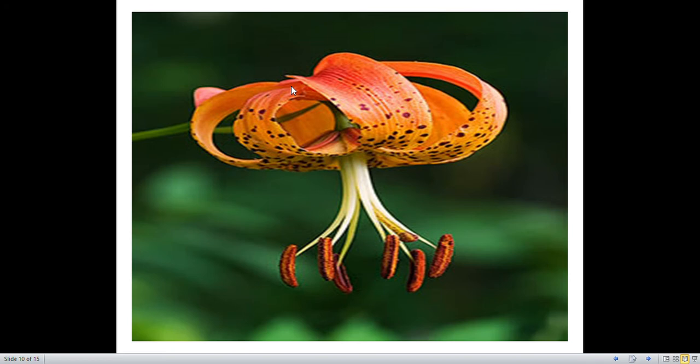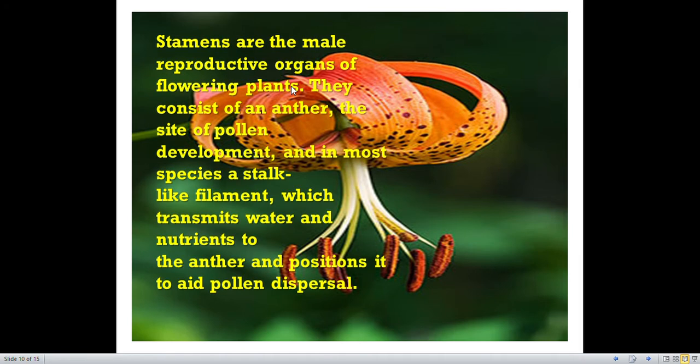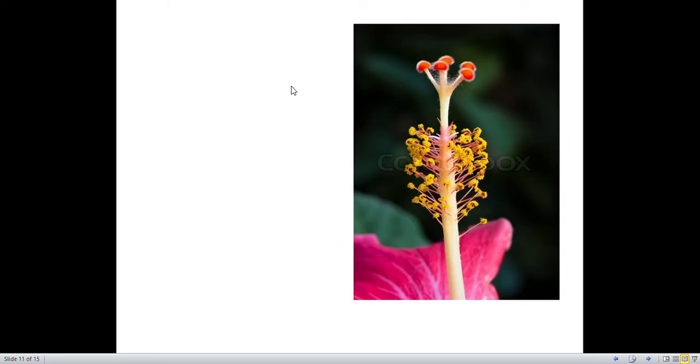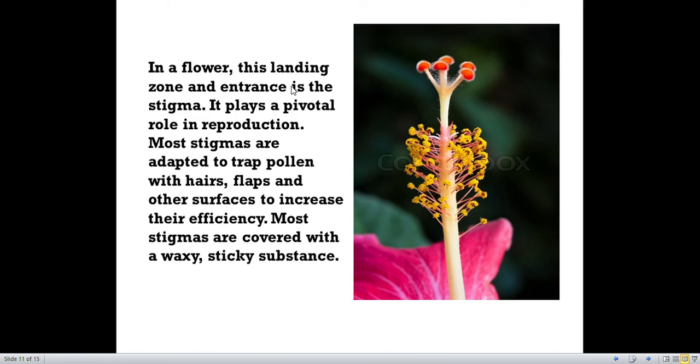Now the stamen again. These are the male reproductive organs, and they help in the development of pollen grains. This is the female part which contains the stigma. We can see the stigma here. This is the landing zone and entrance zone of the pollen grains, and as these stigmas are covered with a sticky waxy substance, they help to trap the pollen grains with their hairs, flaps or other surface.